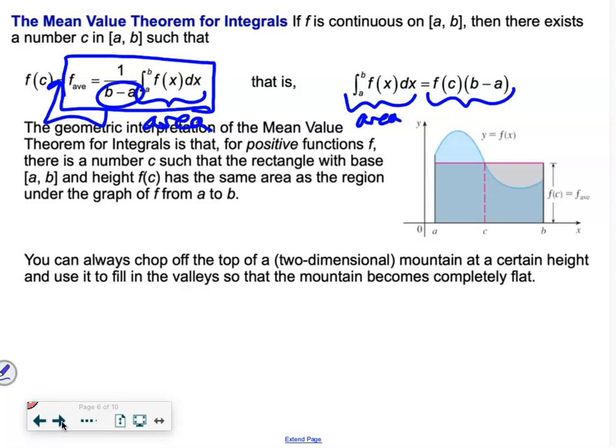It's some y value. This is a number. It's the width of your region. What does this actually give you? It gives you a width times a height. This is the area of a rectangle. So the average value is the height of a rectangle with the same area as the area under the curve. That's your average value: the height of a rectangle where the area of this rectangle is the same as the area under the curve.